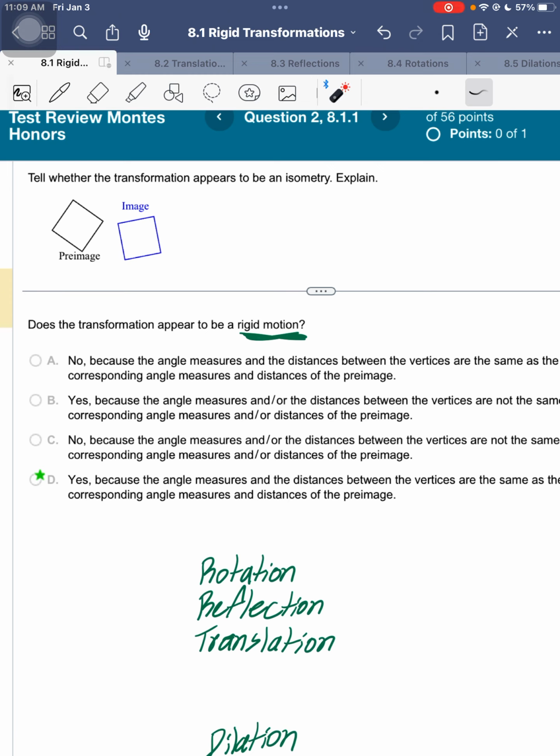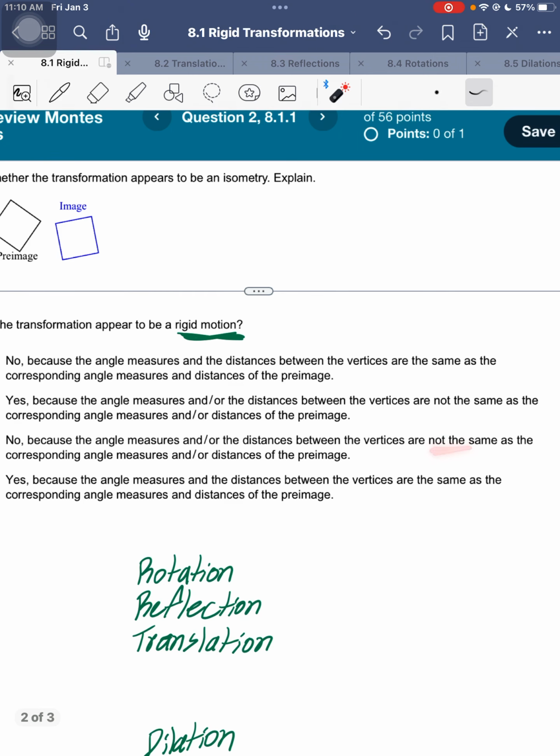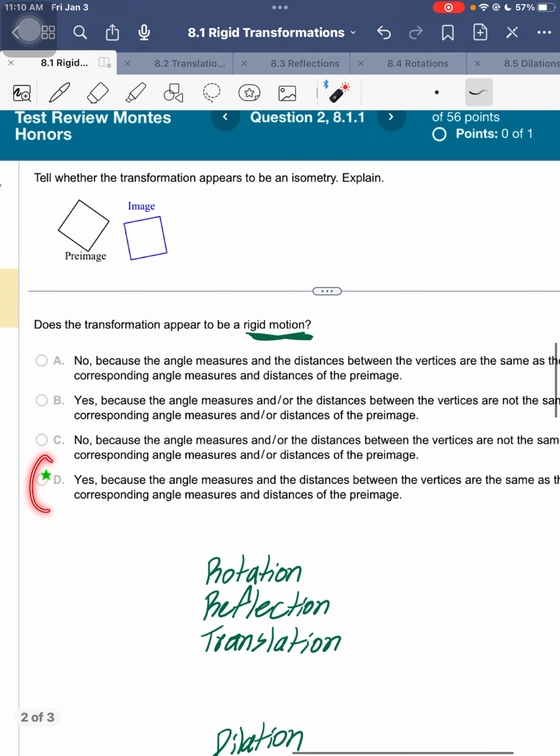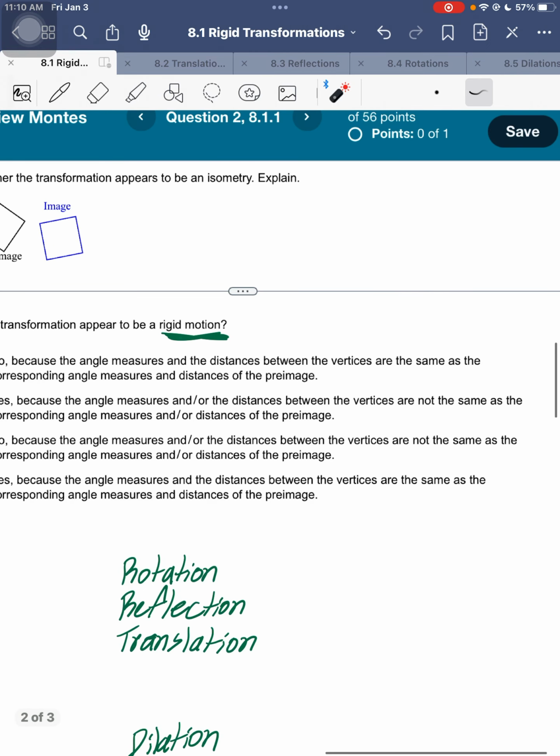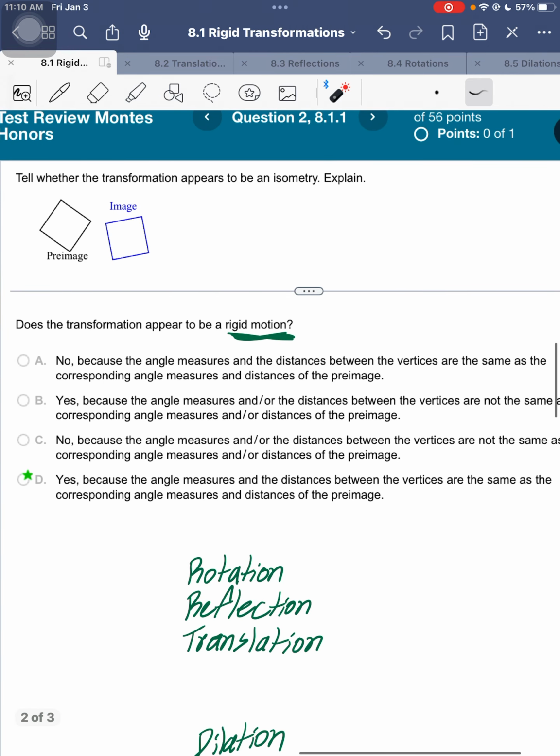So no, that's not true. Yes, because the angle measures and the distances between the vertices, which is pretty much, guys, just the side length, are the same. So our answer is D. Yes, because the angle measures, whatever these guys are, and the distances between the vertices are the same as the corresponding angle measures and distances of the pre-image. So that means all of this, the angles and sides, are the same as this. Okay?